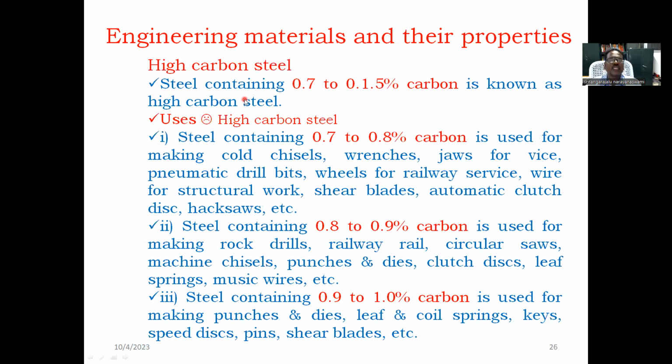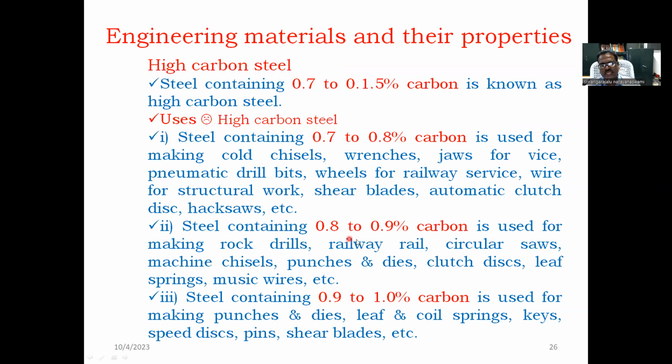High carbon steel. Steel containing 0.7 to 1.5% of carbon is known as high carbon steel. Uses of high carbon steel: steel containing 0.7 to 0.8% of carbon is used for making cold chisels, wrenches, jaws for vice, pneumatic drill bits, wheels for railway service, wire for structural work, shear blades, automatic clutch discs, axes, etc.